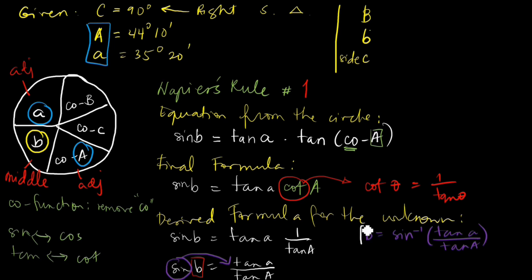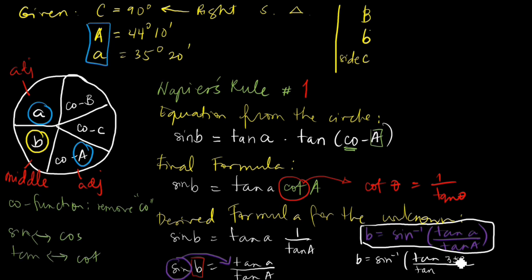Actually, this is the derived formula. So we can already substitute. So B equals arc sine of tangent of 35 degrees because small a is 35 degrees, 20 minutes, and then tangent of big A, which is 44 degrees, 10 minutes. So double check. Tangent 35 degrees, 20 minutes. Tangent of 44 degrees, 10 minutes.